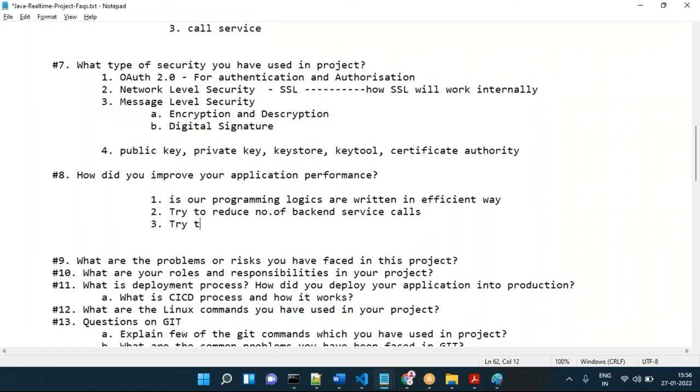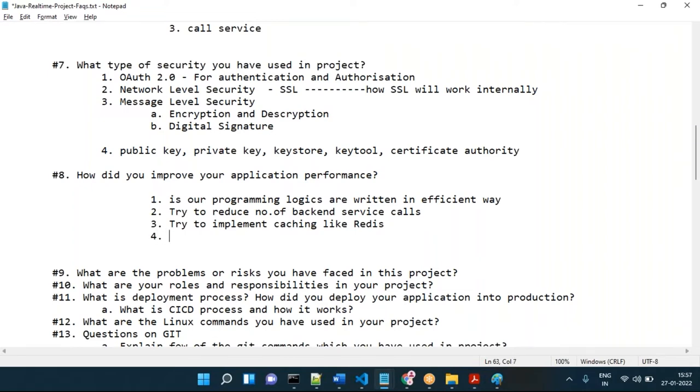After that, try to implement caching, like Redis caching, so that instead of going to your backend system every time, the first time it goes to the backend system, and from the second time it gets the data from the cache. If the data is not present in the cache, then only you go to your backend system. Fourth one, implement parallel calls wherever required, instead of sequential calls.